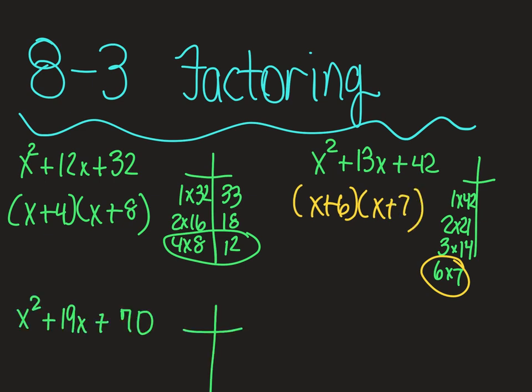Your next example, x squared plus 19x plus 70. Well, the obvious is 1 and 70. That will make 71. We don't want 71. Another obvious one is 7 and 10, but that makes 17, which is close to 19, but it's not 19 yet. So, pause the video, try some more. You need combos that multiply to 70, but that add over here to 19.